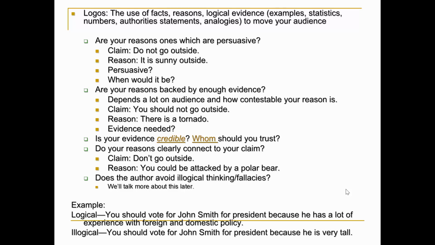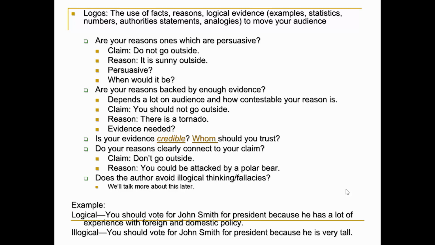So someone tells me you should vote for John Smith for president because he has a lot of experience with foreign and domestic policy. Well, his claim is I should vote for John Smith. His support, his logos, is that this president has a lot of experience with foreign and domestic policy. And he could go on, he could give me evidence of that. But if I believe that, then I would say, yes, that is a reason that clearly is relevant to the claim. Because I believe that experience with foreign and domestic policy are important things, right? They are things that we should have in a president.